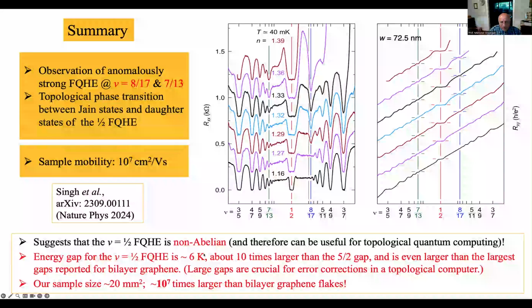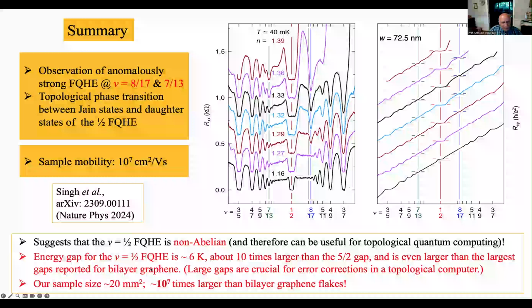So the gap is very important because a large gap is crucial for error correction. In that NIAC review paper, they talk about this. So increasing the gap by 10 times has enormous benefits.